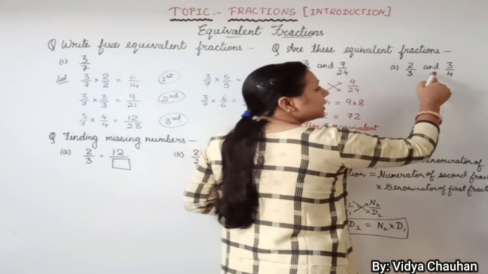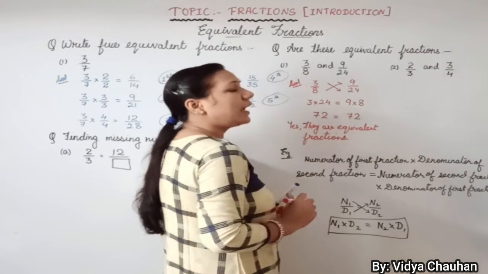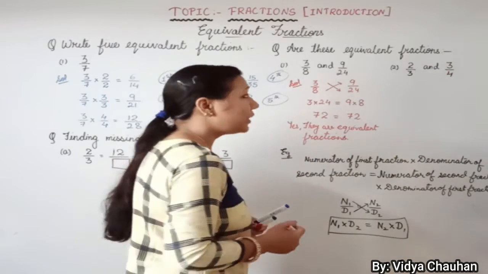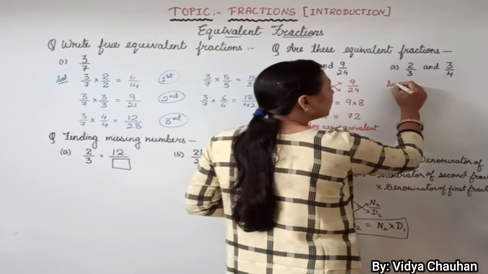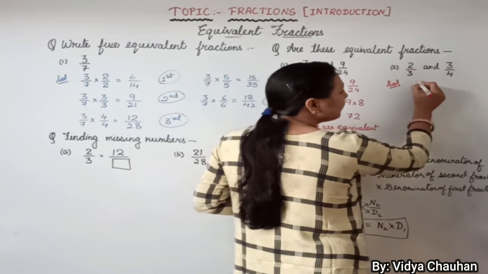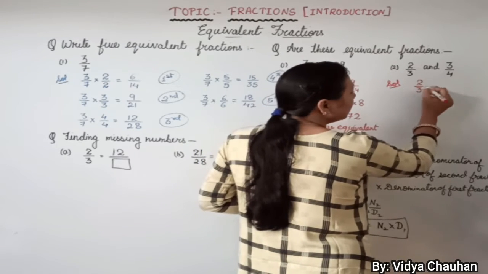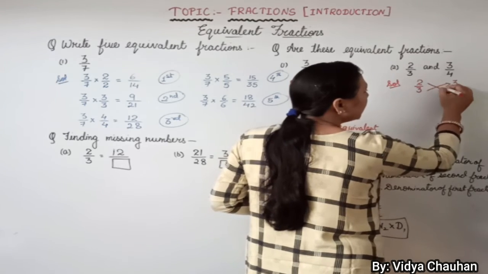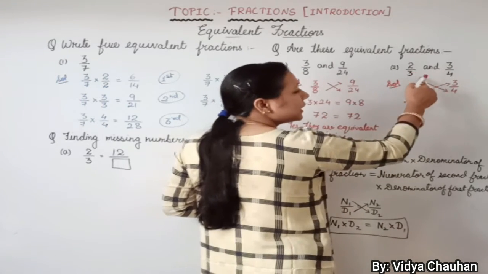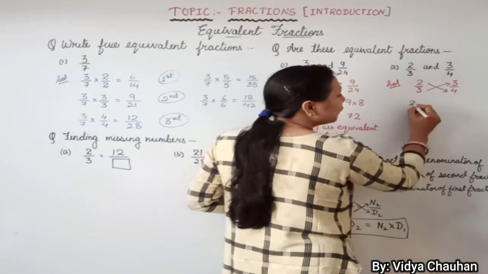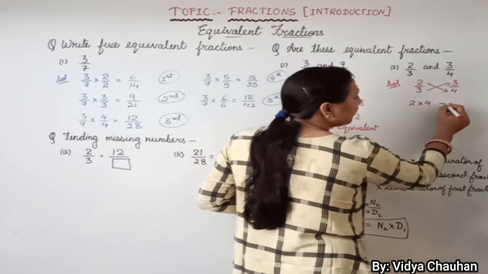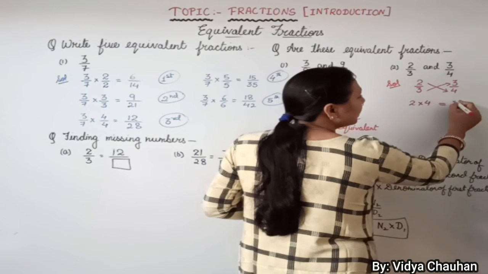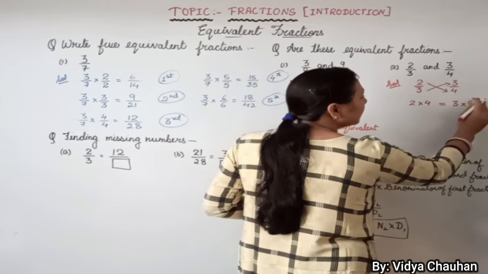Similarly, let's check out the second part, 2 upon 3 and 3 upon 4, and let's see whether they are equivalent fraction or not. So your solution will begin like this. You will write 2 upon 3 and 3 upon 4. What we will do? We will cross multiply the values. So let's multiply 2 with 4. So 2 multiplied by 4, and on this side 3 multiplied by 3.